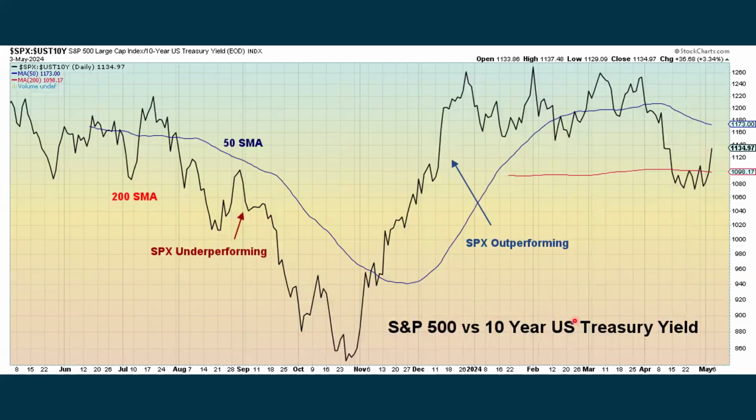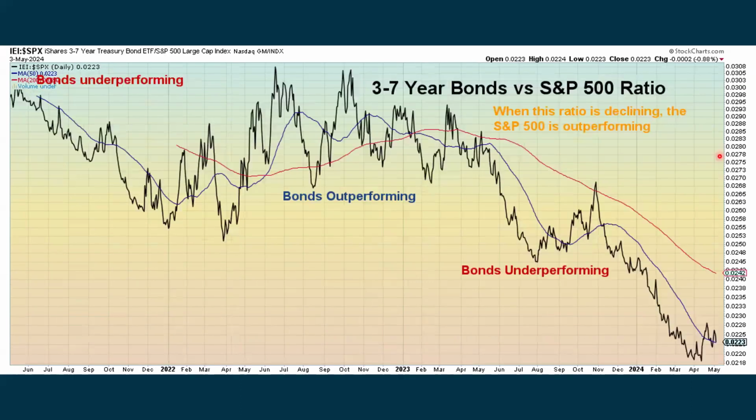Looking at the S&P compared with the 10-year yield, where we had been pulling back, now the S&P has been starting to outperform again slightly. This is 3 to 7 year bonds compared with stocks. This is kind of an inverse of what we just looked at, showing how bonds have been underperforming. As interest rates were going up and stocks were going down, we saw this ratio pick back up, but now it's starting to come back down.